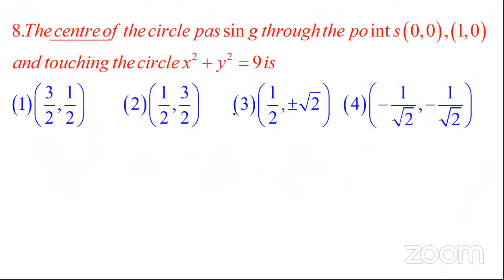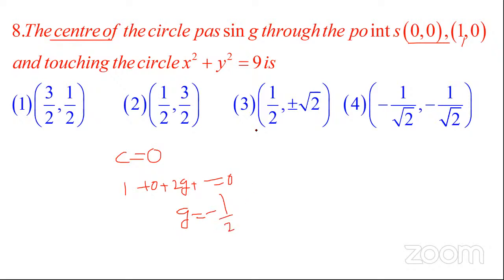If the required equation is x square plus y square plus 2gx plus 2fy plus c equal to 0, and it passes through 0, 0, then you will get c equal to 0. Then it passes through 1, 0, so 1 plus 0 plus 2g into 1 plus 2f into 0 plus c equals 0. So 2g plus 1 equals 0, then g equals minus 1 by 2. The g value is minus 1 by 2.